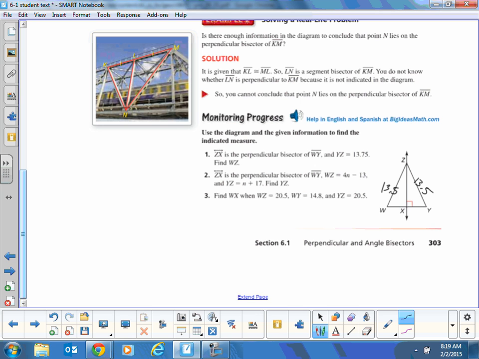WZ is 4n minus 13. YZ is n plus 17. Find YZ. How would you do that? n plus 17 equals 4n minus 13. That's right. You'd set them equal to each other.